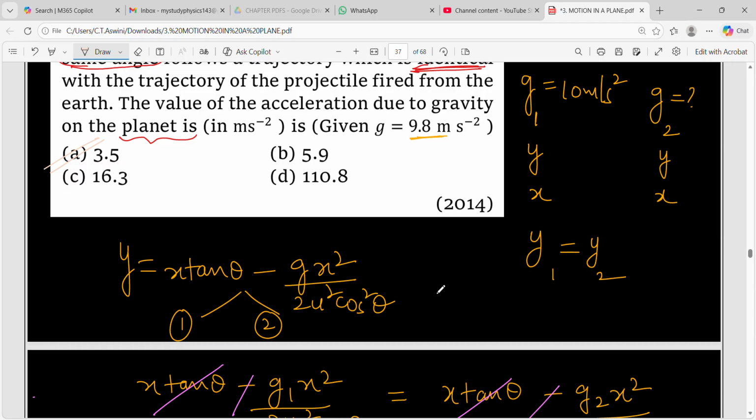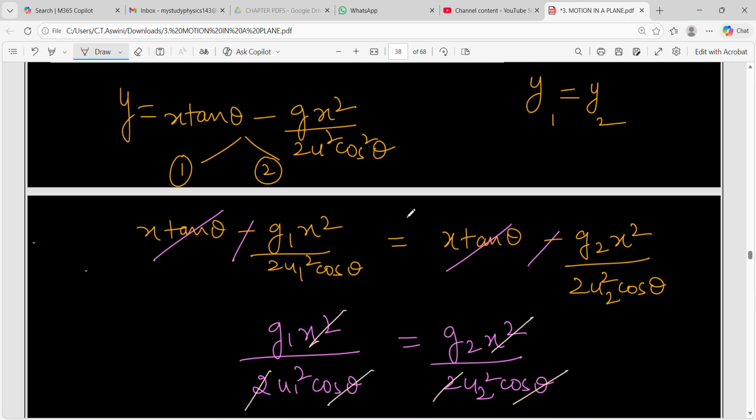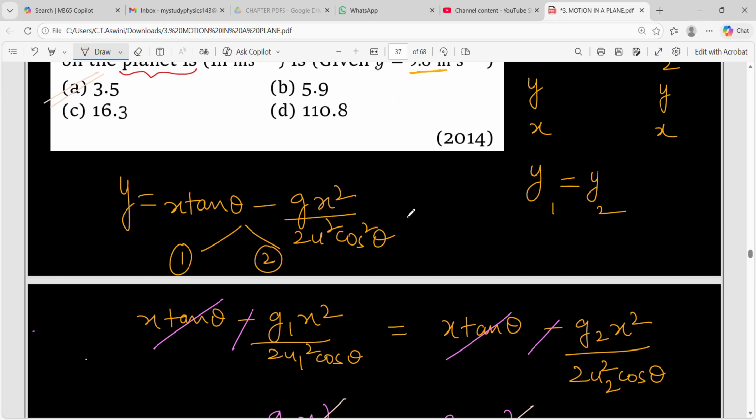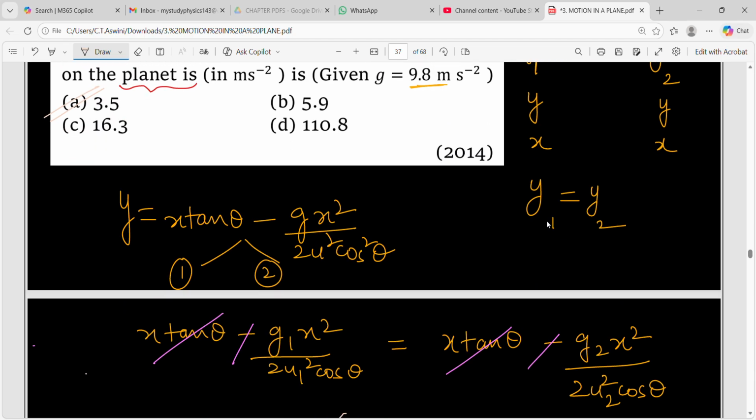Is there any need to do this much lengthy solution, or can we solve it directly? See, understand the question very carefully. Theta is the same, y value is the same, x value is the same. What is changing here? Only the initial velocity and g. So take only that expression directly. We can directly take g1 by u1 square is equal to g2 by u2 square. Like this also you can simplify.